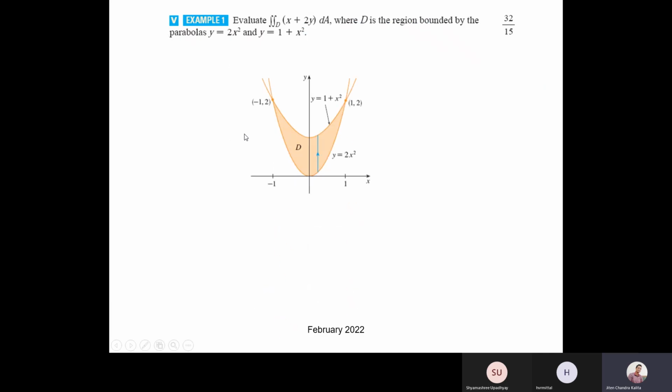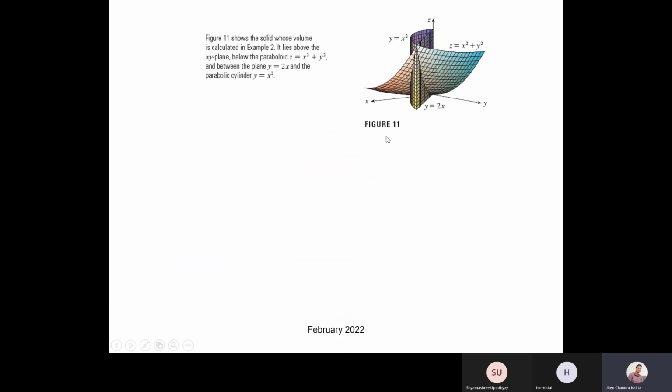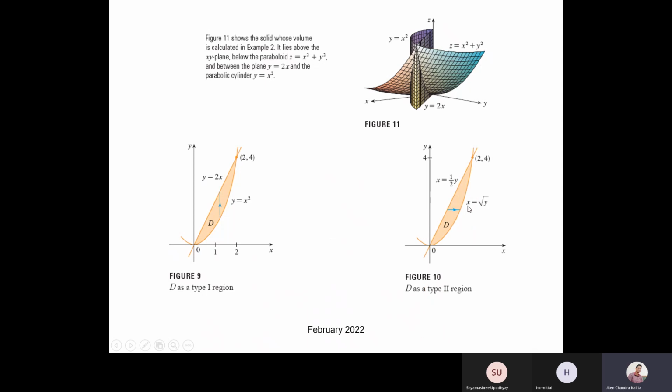complicated, but it is not. See, this is the surface z equal to x squared plus y squared, and this is y equal to 2x, and this is y equal to x squared. So eventually, this is the situation. I could consider this direction, or I could have taken a horizontal vector. So D as a type 1 region, and if D as a type 2 region, it is actually going to be something like this, right?